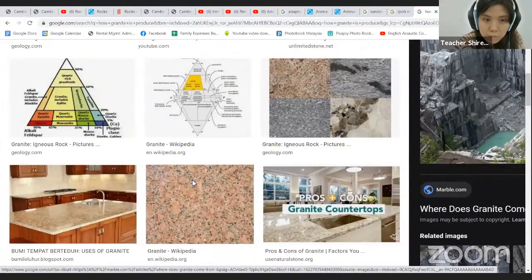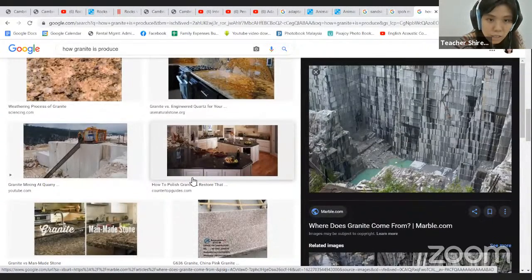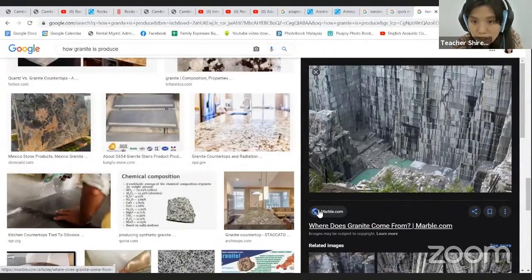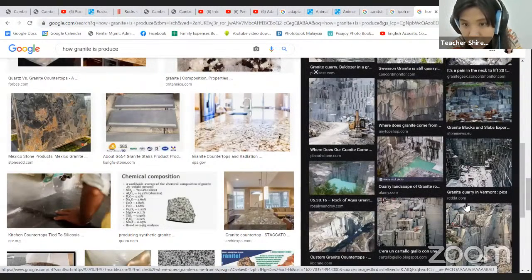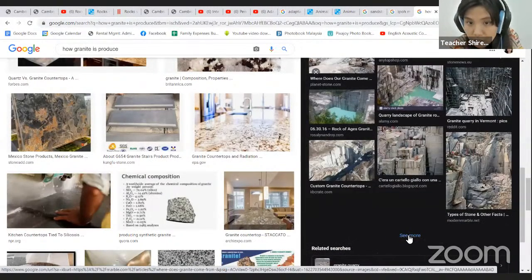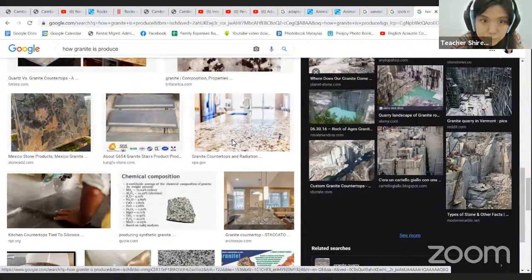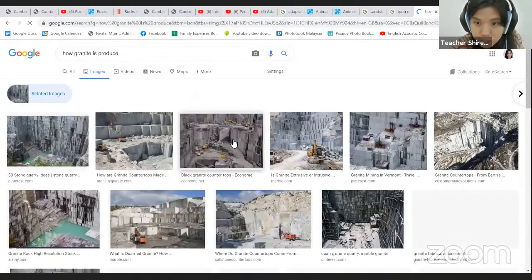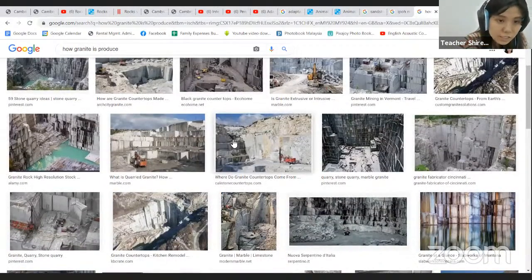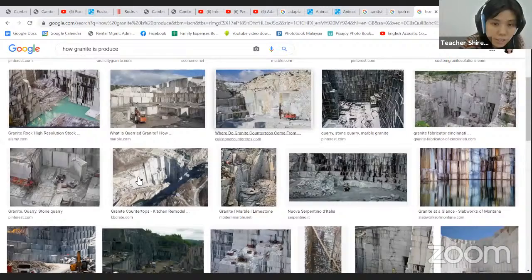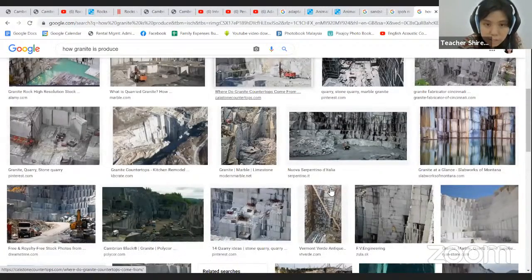Most of these are actually not granite. These are actually marbles or soft granites. So basically this is how granite is being done. They cut from the mountain, they cut into holes.